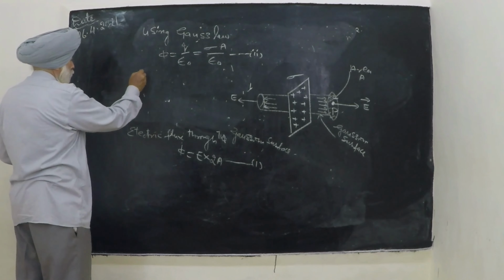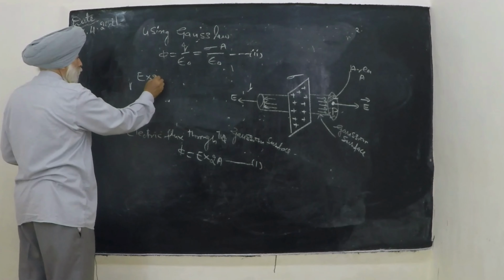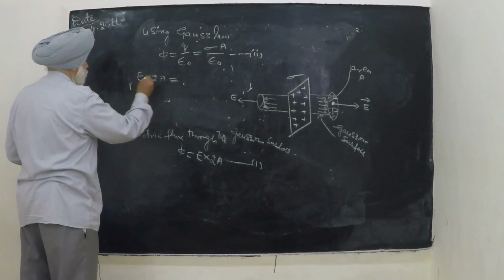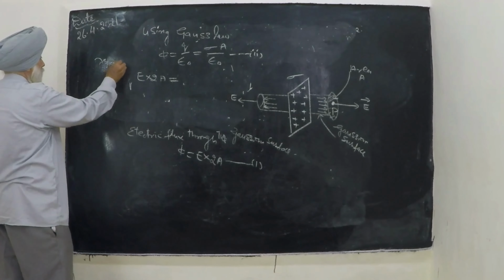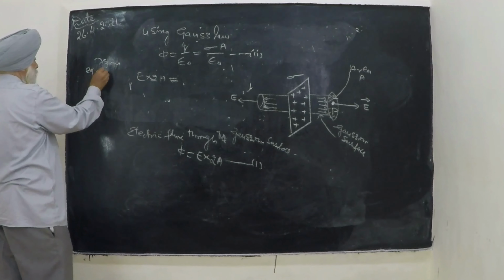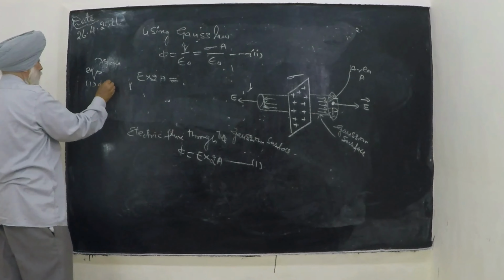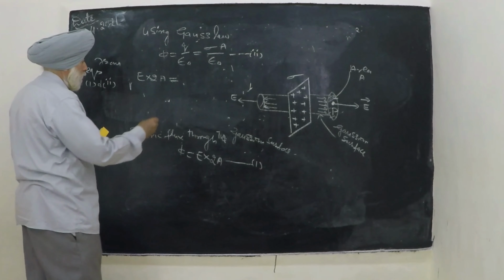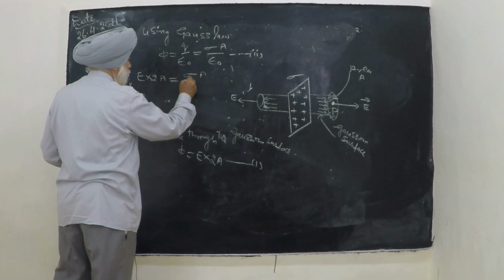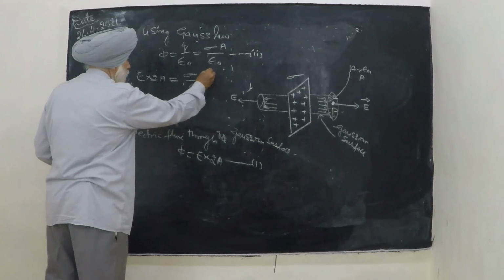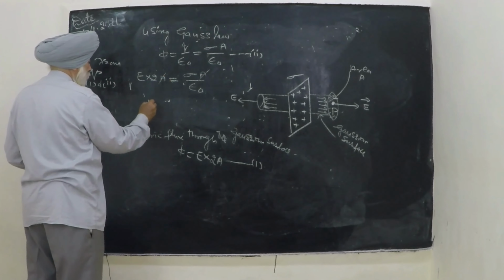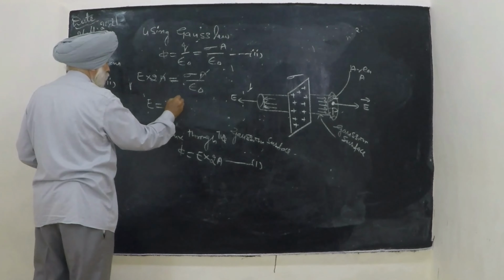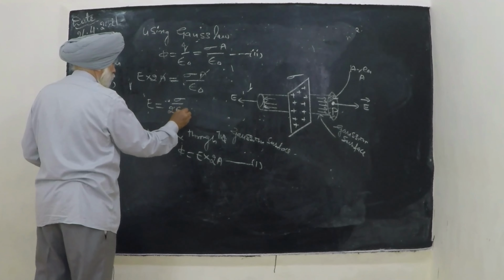Then from equations 1 and 2, from these two equations, E into 2A is equal to sigma A over epsilon naught. A cancels, you get the value of E, which is equal to sigma over 2 epsilon naught.